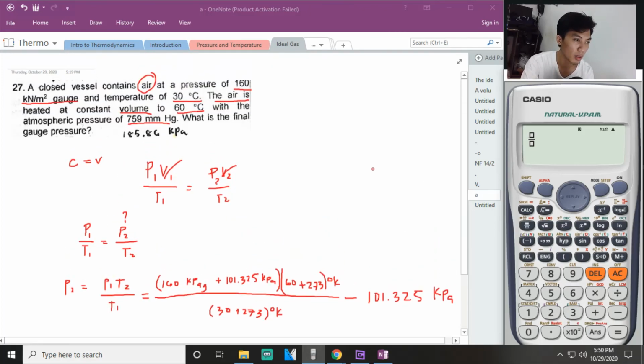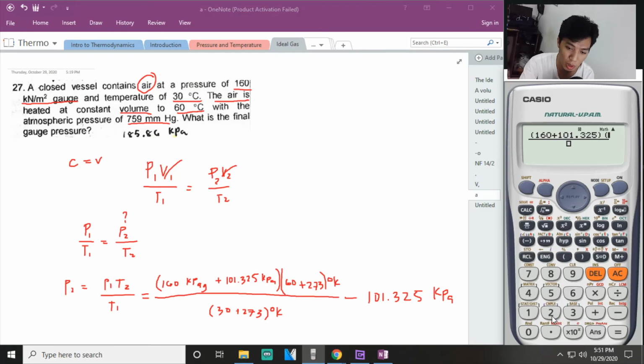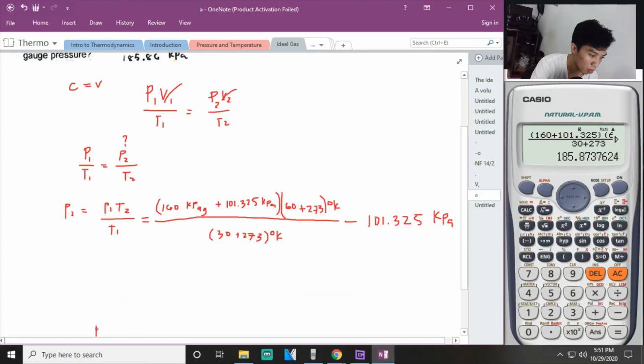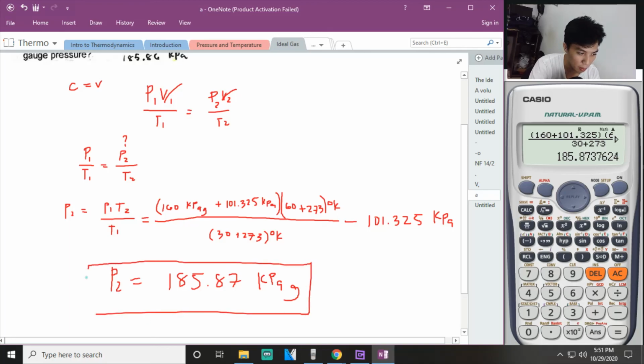May binigay pala dyan. Nagbigay siya ng 759. So, close naman ng 760. Approximately, okay na to. So, 101.325 din yan. So, 160 plus 101.325. Okay? Times 60 plus 273. Divide by 30 plus 273. Minus 101.325. The answer is 185.87. The answer for P2 is 185.87 kPa gauge. That is for problem number 6.